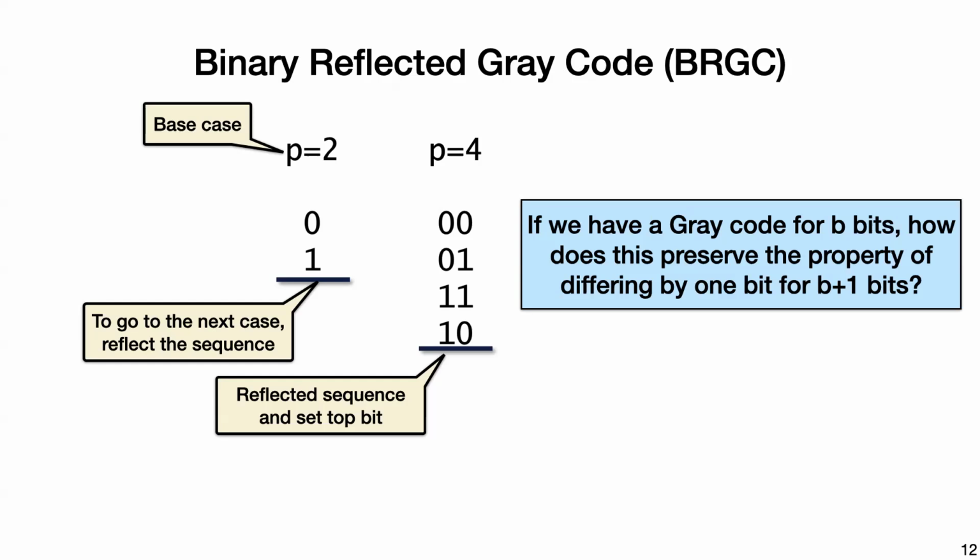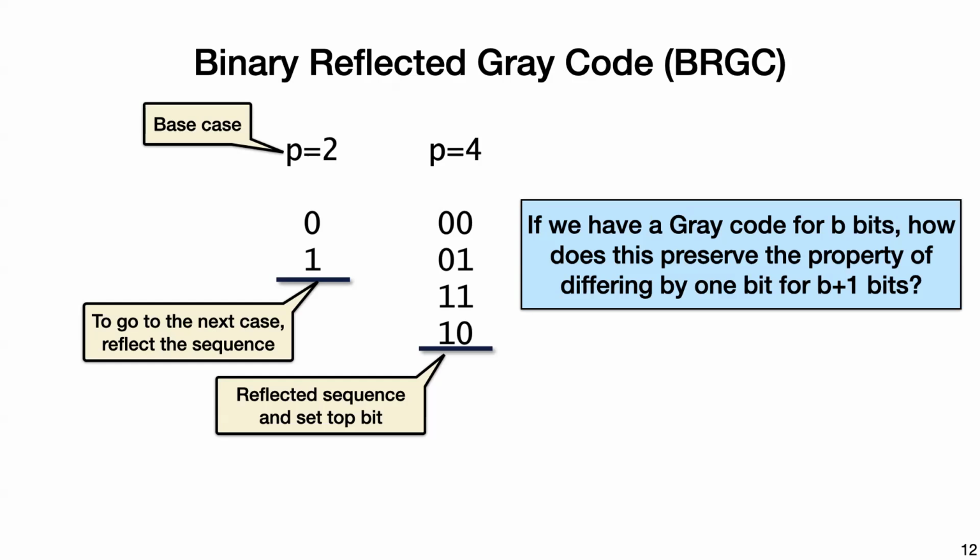So there's no reflection for the most significant bit, right? Yeah, the order is 0, 0, 1. Because we're trying to go from B to B plus 1 bits. So when you have B bits, there is no most significant bit for B plus 1; you're adding a most significant bit.